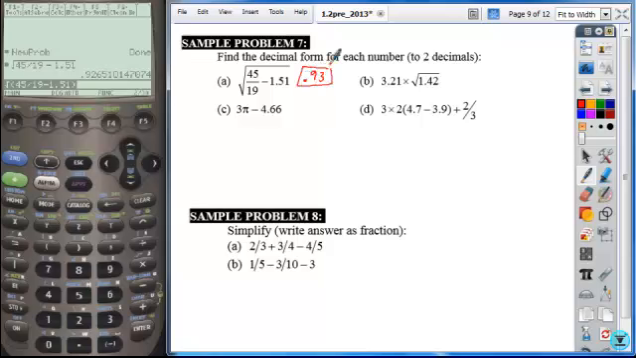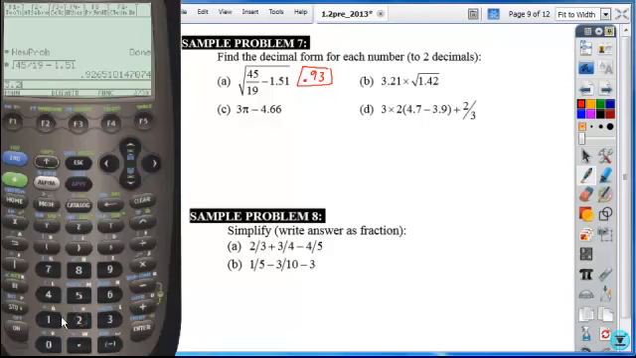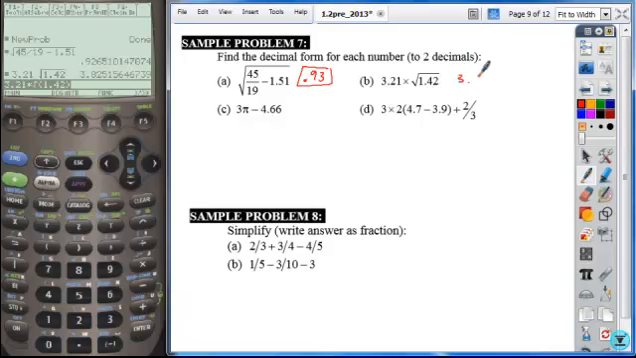All right, so for B, you type in exactly what you have. So 3.21 times the square root, so second multiply, the value that's inside the square root, 1.42, close it off. You do have to close off your radicals. Hit enter, you should get the answer 3.83, again if you round it to two decimals.